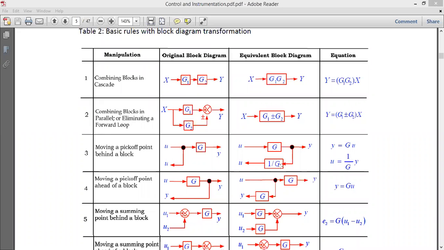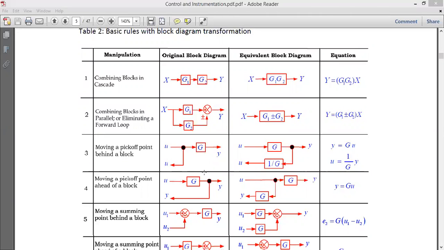Just remember. Okay, then the next point is moving a takeoff point before the block, or simply call it ahead of the block. Ahead means before. So if you have a takeoff point and you want to shift it towards the right side, we will face some kind of problems. When we come to the example, we face such a problem where it is necessary to shift my takeoff point towards the right side.